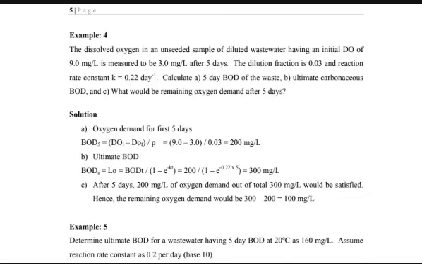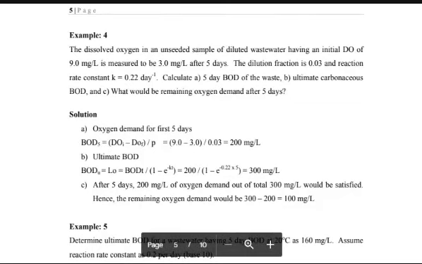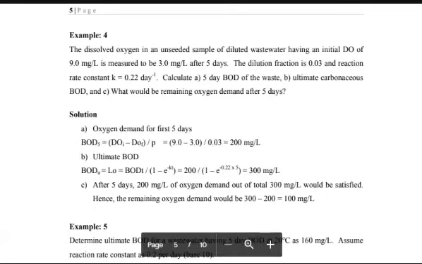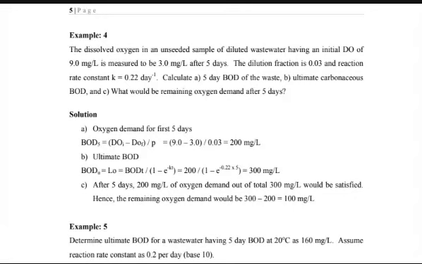How? Let's check it. After 5 days, 200 milligram of oxygen demand out of 300 milligram. So we can say that the remaining oxygen demand would be, initial oxygen demand is how much? 300. How much is consumed in the 5 days? It is 200. So 300 minus 200, it will be 100. So remaining oxygen that is needed for treatment of it will be 100 milligram per liter. So you can just write this part.